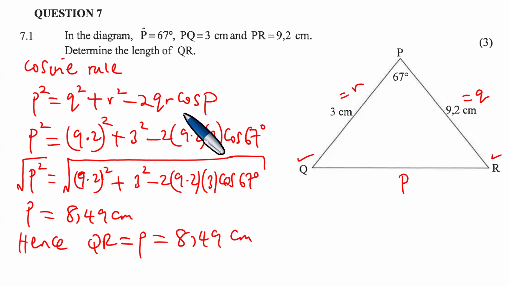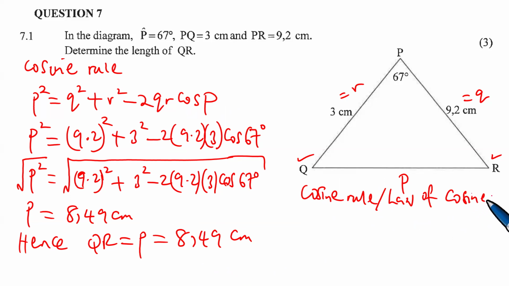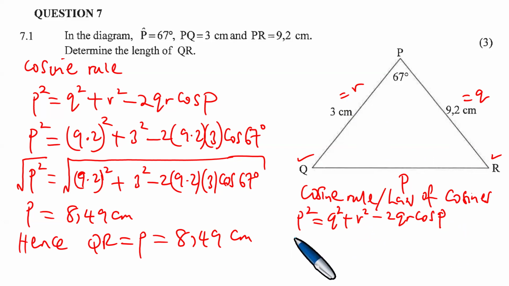Okay, this is called the cosine rule, or the law of cosines. What does it say? We can be interested in finding the length of the side p. So we write p squared equals q squared plus r squared minus 2qr cosine P. Now I can write it in a different color, blue.